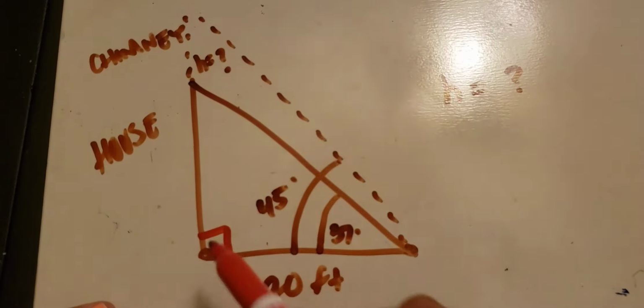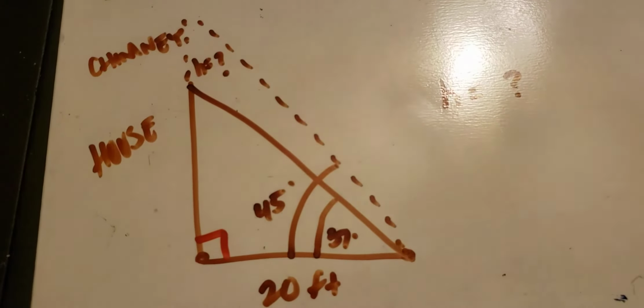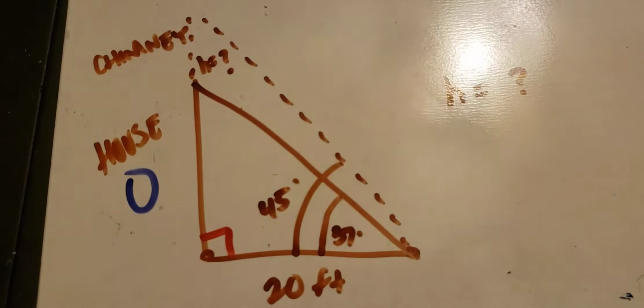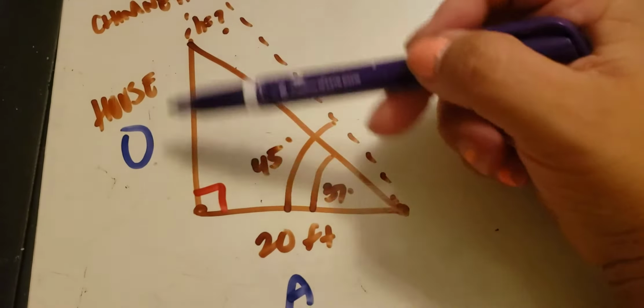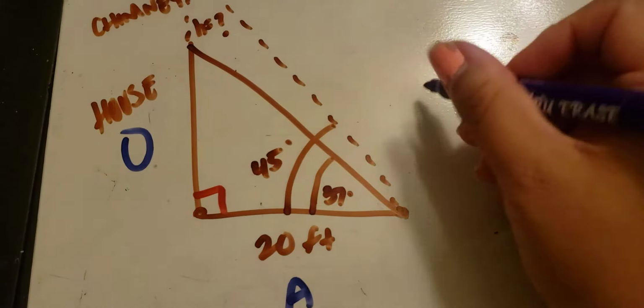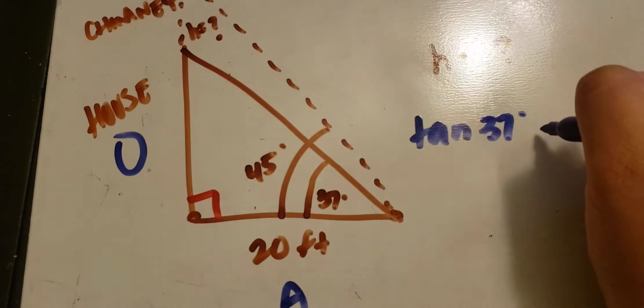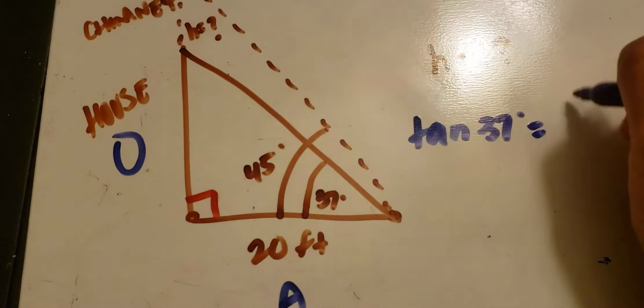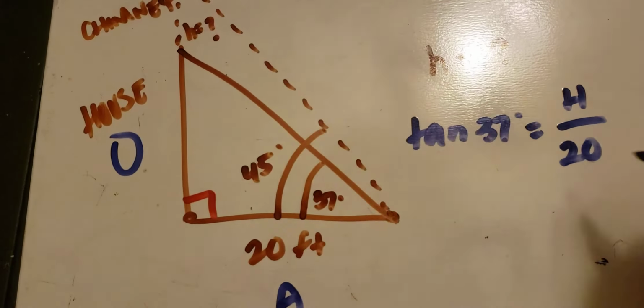So once again, we have a right triangle, and just to remind you, we are working with opposite side and adjacent. So once again, we're still working with tangent. So let's find the house height first. So this is going to be tangent of 37 equals opposite, which I'm just going to write H for house, over adjacent, which is 20 feet.